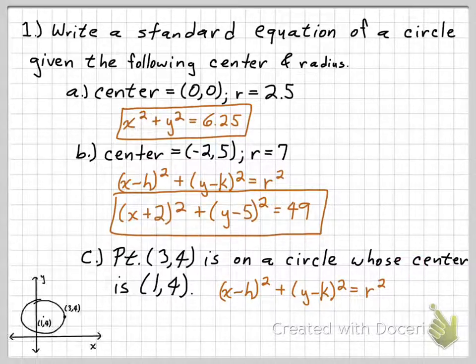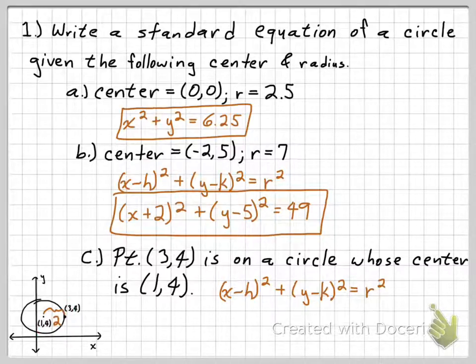So if you draw this little diagram here, you could see that the center is at 1, 4, and that there's a point on the circle, 3, 4. Well, what is this distance here? Because that distance would be the radius, correct? Well, the radius is just going to be this 3 minus 1, right? 3 minus 1, it's going to be a radius of 2.